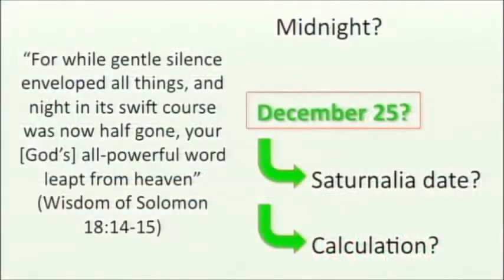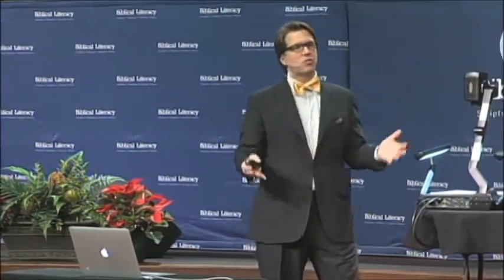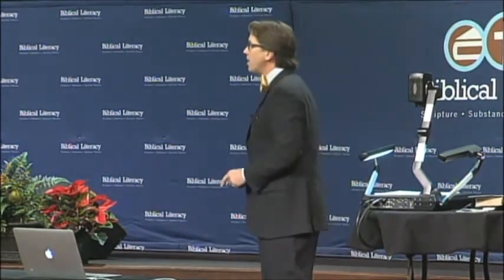While gentle silence enveloped all things, and the night in its swift course was half gone, your all-powerful word leapt from heaven. And, of course, John called Jesus the Word. And so the early church took that to mean that at midnight Jesus was born, when the night was half gone. And that's where that came from. That's why we have the song. And I'll give you something more. That ultimately becomes why we have Christmas as a name.